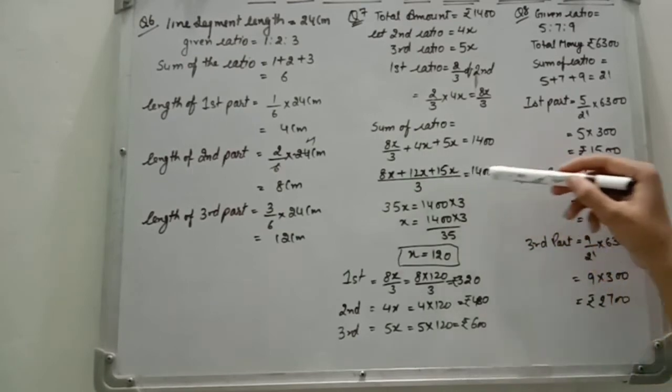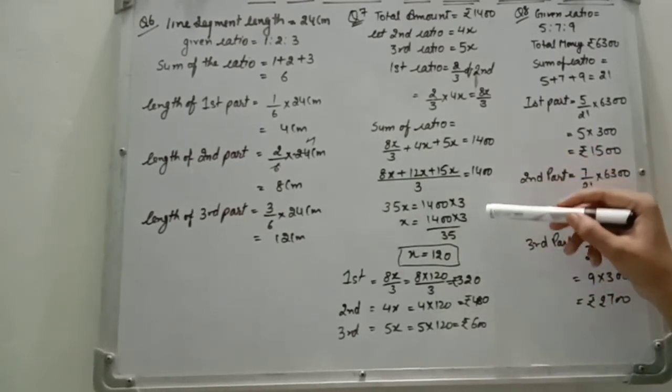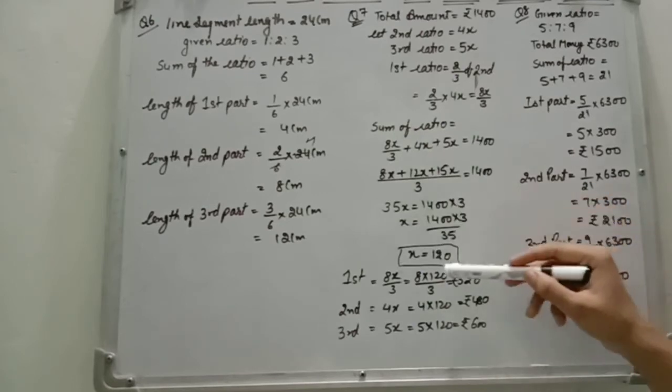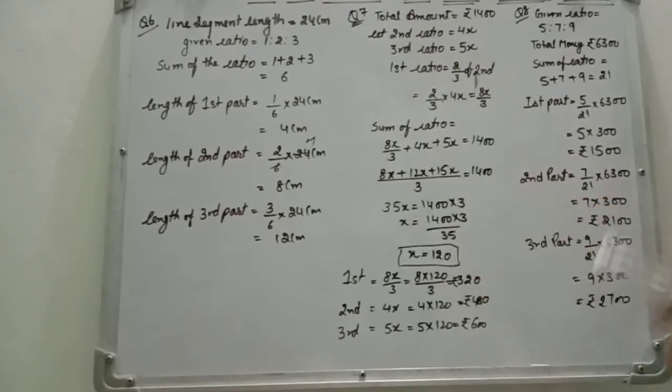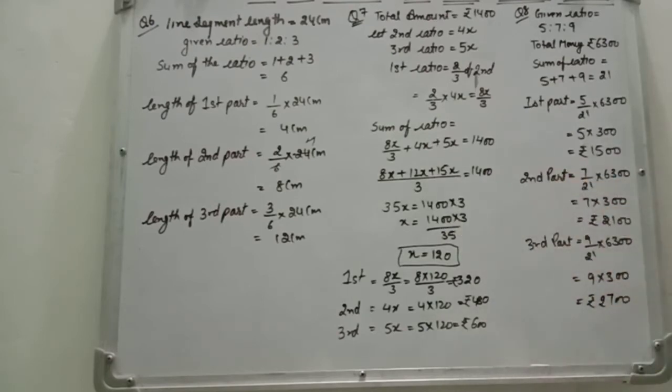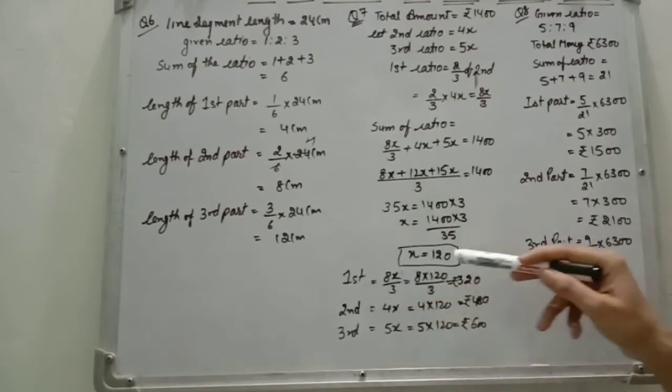This 3 will move this side, it becomes multiply. So 35 will come this side, it becomes divide. So after cutting we get x is equal to 120. For the cutting here we are using the table of 7. Okay. So x is with us.